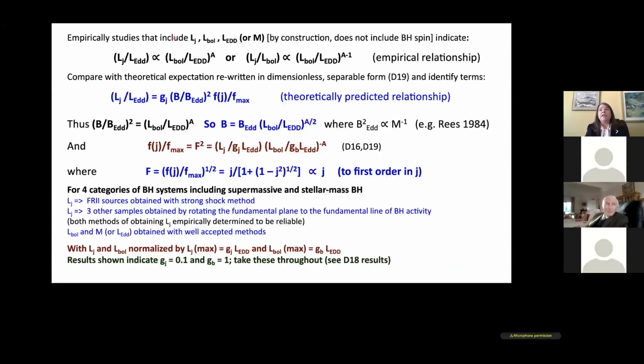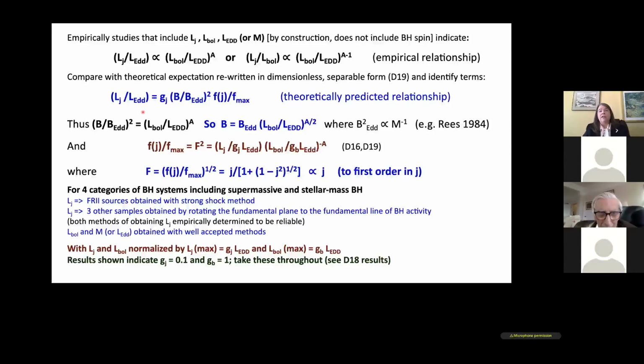Now we can compare the empirically determined relationship, which has this form, Lj over Led goes as L bull over Led to the power A. A is empirically determined, as I showed you earlier. And everything in this equation is empirically determined. So there are no models in that. Now we can compare that with our theoretically predicted relationship, and basically we can identify the term that applies to the full accretion disk in the theoretical relationship and the full accretion disk in the empirically determined relationship. All right, so it's identifying terms.